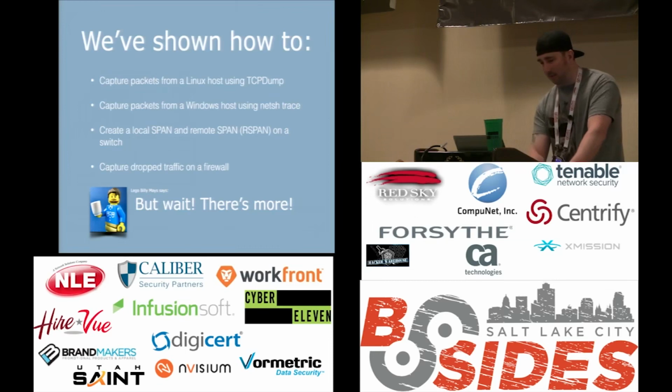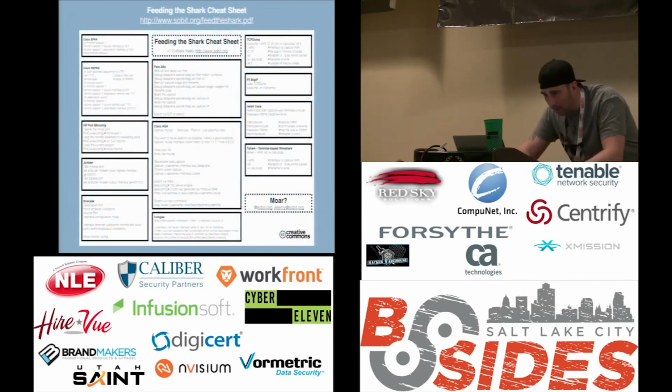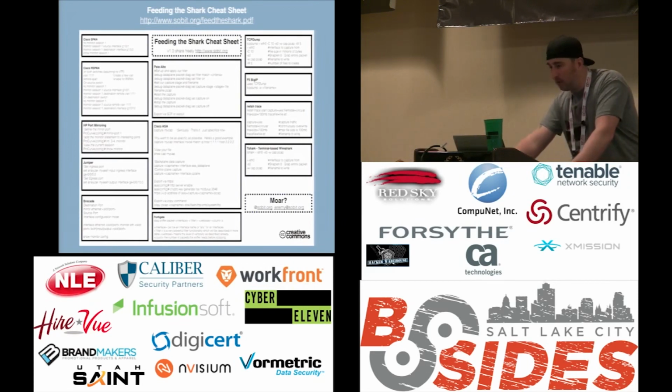Because there's a lot of CLI stuff in here, we created a little cheat sheet, and on my cheat sheet we have the Cisco span commands, the RSpan commands, HP port mirroring, Juniper, Brocade, Palo Alto, Cisco ASA, FortiGate, TCP dump, F5, which is TCP dump, NetSH trace, and T-Shark.